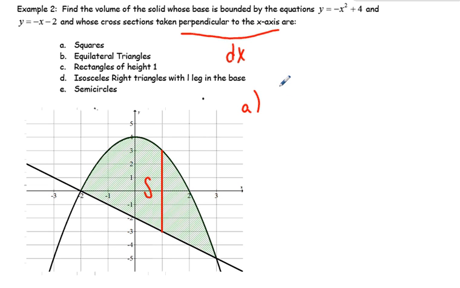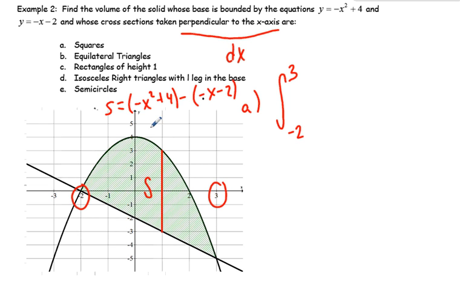So our volume is going to be the integral from, just look at our limits, just like when we're finding area, from -2 to 3 of that S value. So that S, we need to understand and make sure to define. I like to define that first. So that's just going to be like we did before, the top minus bottom. So that's the negative x squared plus 4 minus negative x minus 2. And when you simplify that, we get negative x squared plus x and then plus 6.